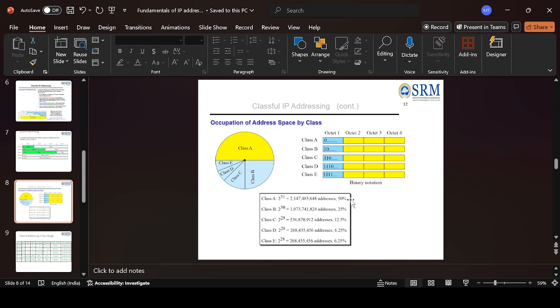Class A occupies 50%, the value will be 2 power 31. Class B occupies 25%, the value is 2 power 30. Class C occupies 12.5%. Class D occupies 6.25%. And class E occupies 6.25%. This diagram depicts the occupation of address space by different classes.